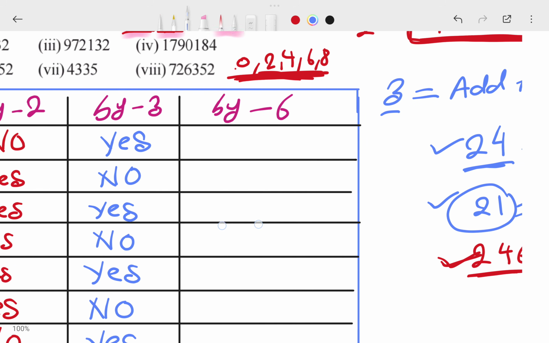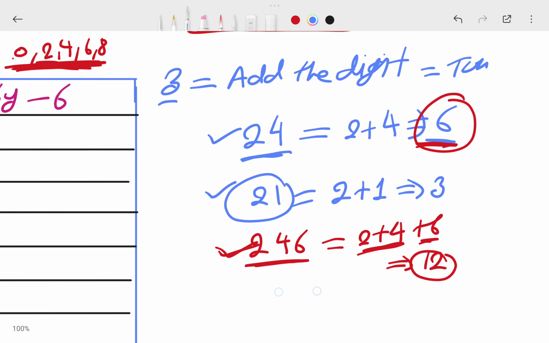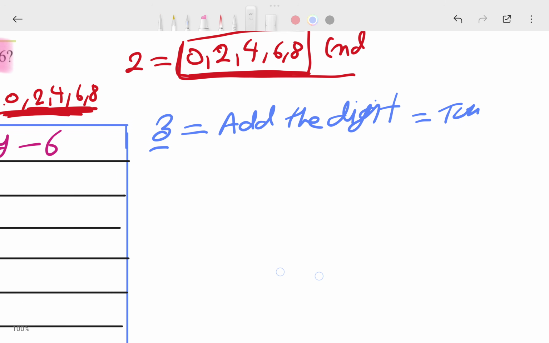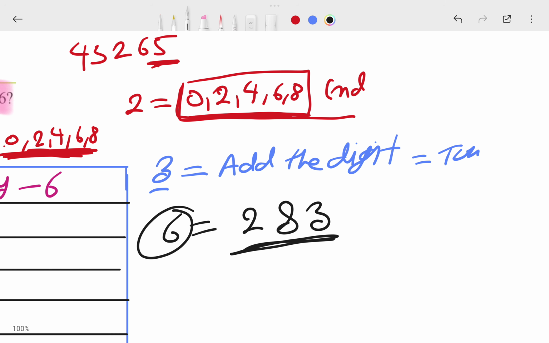Okay, I hope it is clear to you. Now let's talk about the divisibility rule of 6. What is the divisibility rule of 6? This is very simple. If any number is divisible by 2 and 3, then that number is divisible by 6. Remember, if any number is divisible by 2 and 3, then that number is going to be divisible by 6. Okay, how? I'm telling you.